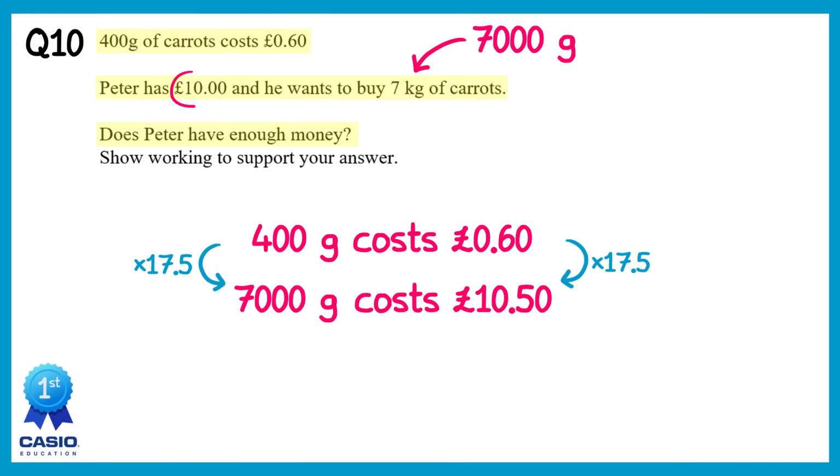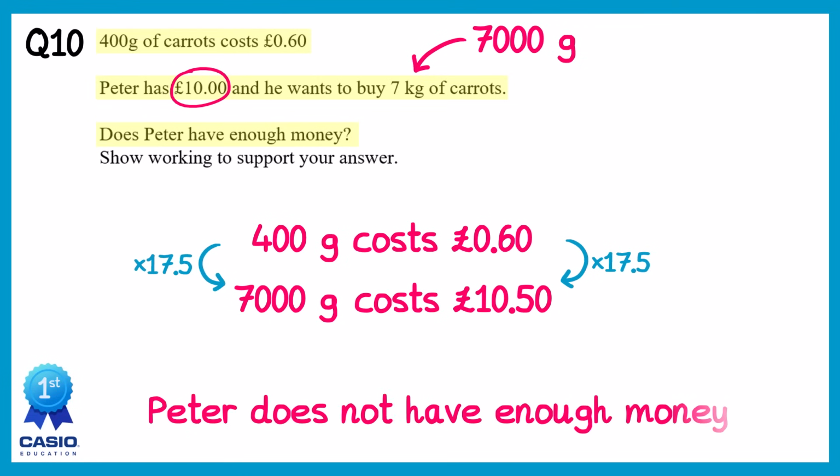In the question, we're told that Peter had £10, and it's going to cost £10.50, so he doesn't have enough. So we need to write down a sentence to explain that. Peter does not have enough money.